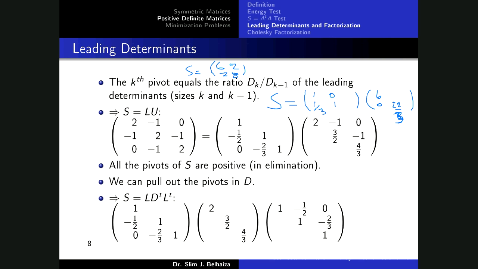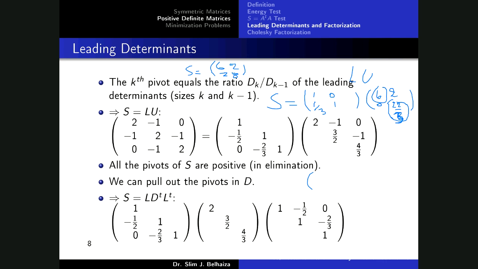Okay. So I get the 6. What else I get? 6 also. Here 6. The remaining one is 2. So this way I get 6, I get the 2, I get the 2, and I get 2/3 plus 22/3, 24/3. So this is the LU factorization. You can see that the leading determinants are here. We can take these and put them in the diagonal.